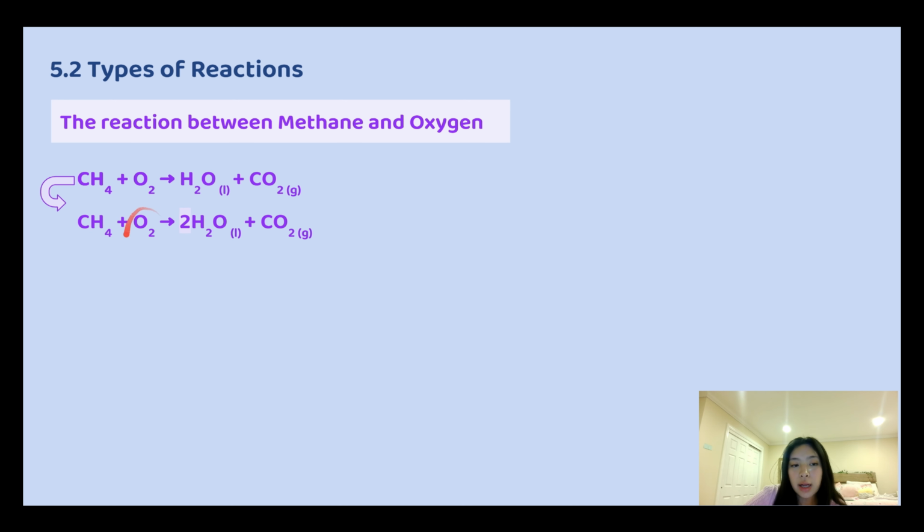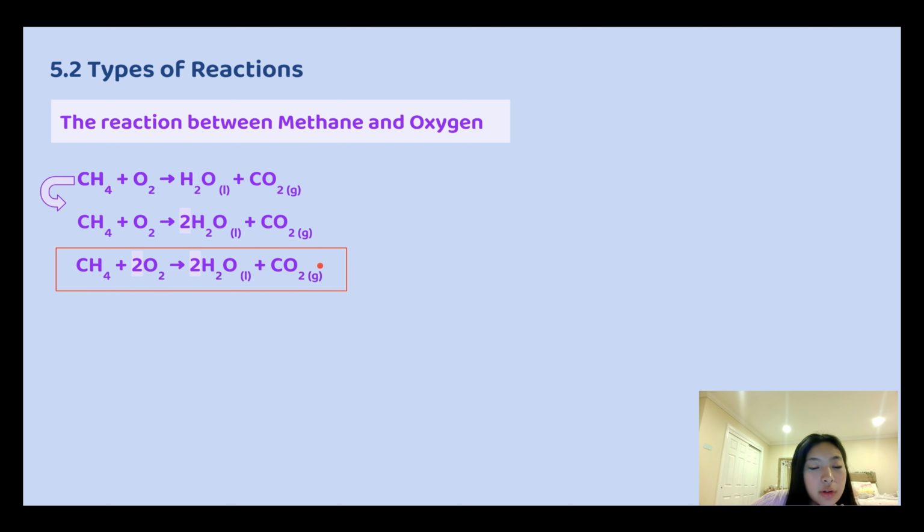But then putting this coefficient here messes with the oxygen. On the reactant side, we have 2 oxygen. On the product side, we have 2 plus 2, which is 4. So we need to put a coefficient of 2 in front of the oxygen on the reactant side so that it balances out to 4 oxygen and 4 oxygen. We cannot mess with the subscripts. Okay, so that's our final equation.